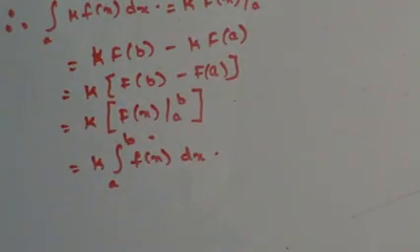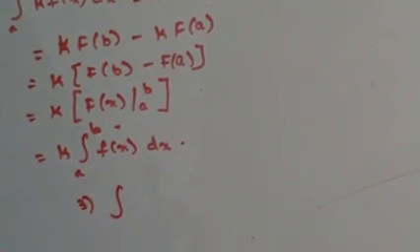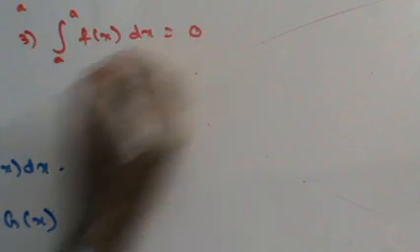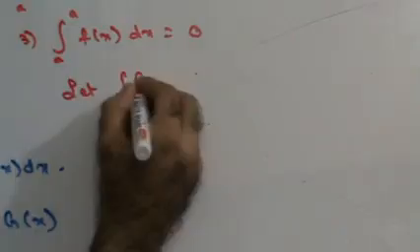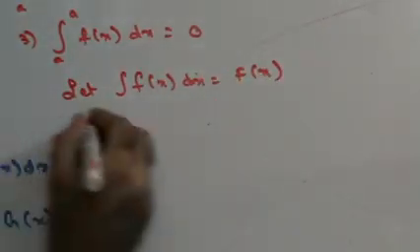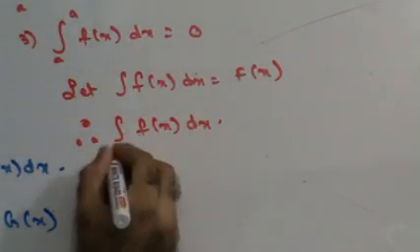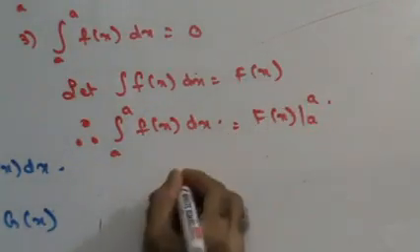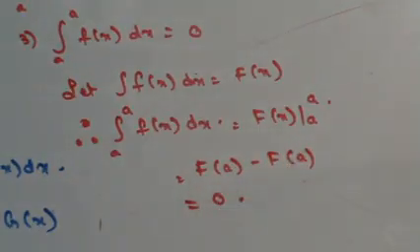Fine. Next, let's see another theorem, guys. The integral from a to a of f of x with respect to x is 0. Now I can say, let us assume that the integral of f of x with respect to x is nothing but F of x. Therefore, the integral of f of x with respect to x from a to a will be nothing but F of x from a to a. This is going to be upper limit minus lower limit, which is going to be 0.